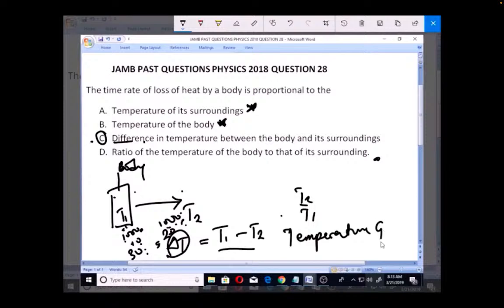This is what we call temperature gradient. And temperature gradient is actually the difference in temperature between the body and the surrounding. So you can say that this is T body and this is T surrounding. Once there is a difference between these two, once one could be 1000 and the other one could be 20, then you will talk about what we call temperature gradient. So C is the right answer to this.